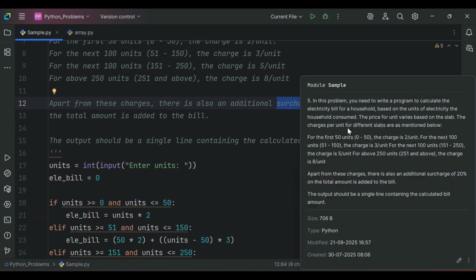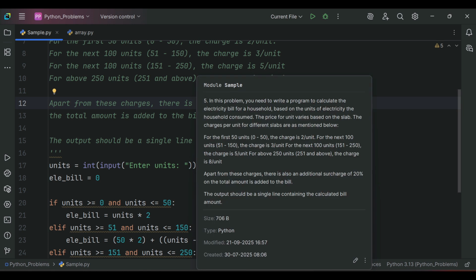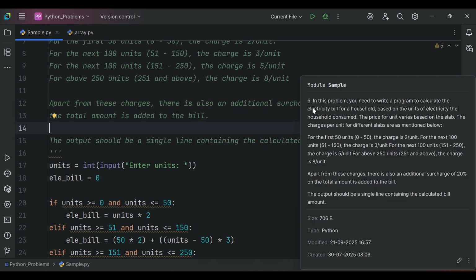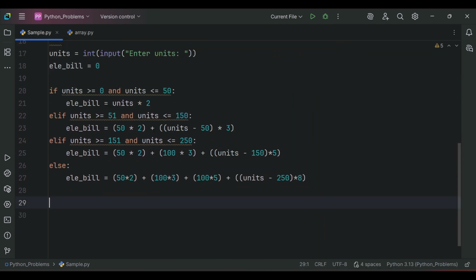20% means 20 by 100, which is 0.2. So the additional charge, the surge charge, is equal to the electricity bill into 0.2.